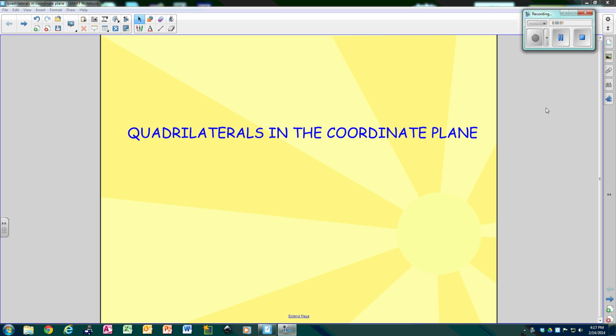Okay guys, so we're still doing quadrilaterals. This time we're going to look at some parallelograms and what happens when they're on the coordinate plane. How do we prove that it's a parallelogram if it's on a coordinate plane? So we're going to be using a lot of slope.